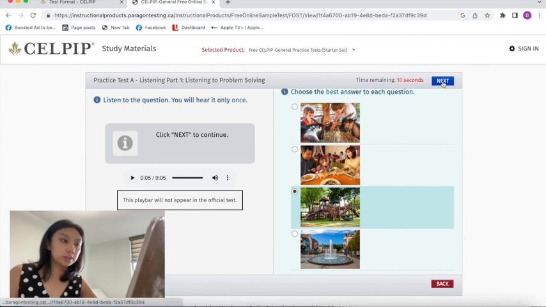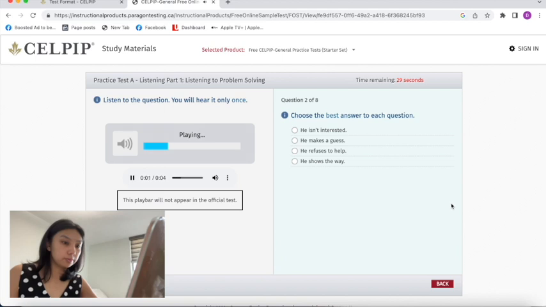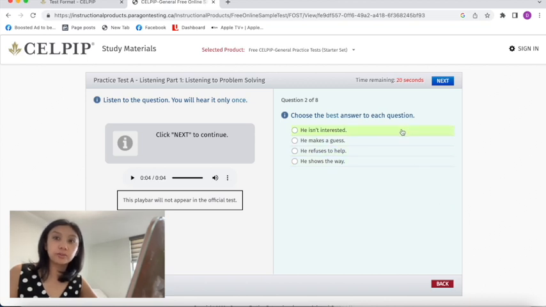So again, for the first part, you will only hear the questions. So, kailangan pakinggan nyo rin yung questions. Question 2. What best describes the driver's response? So, best described. So, this is more inference to the conversation. It's really not there. He isn't interested.